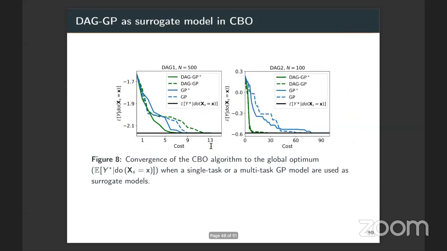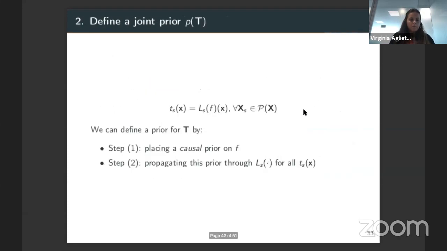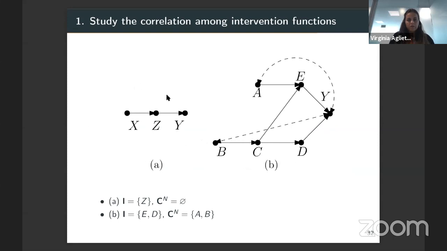Okay, so, I just have a couple of slides more. So you can use this algorithm in different settings. You can use it for just learning the intervention function. You can use it within active learning, and all of these results are shown in the paper. Here, I'm just showing you what happens when you use this model for causal Bayesian optimization, in the causal Bayesian optimization model that we talked about before. So this DAG1 is the XZ1 case that we were looking at, and this DAG2 is basically this second graph. So this is the first graph, and this is the first DAG, and this is the second DAG.